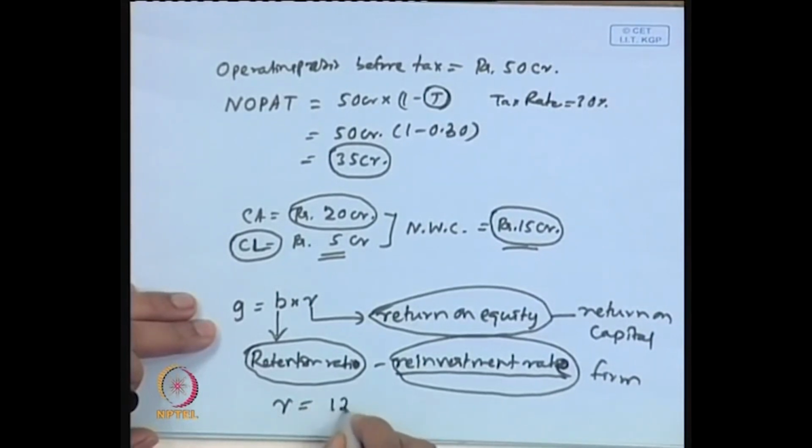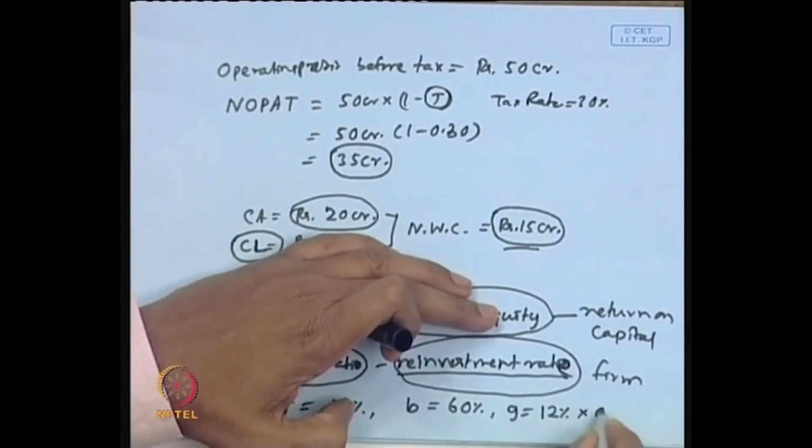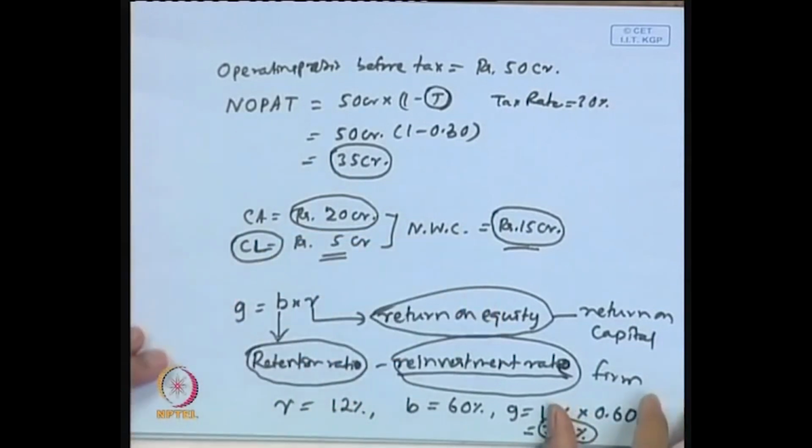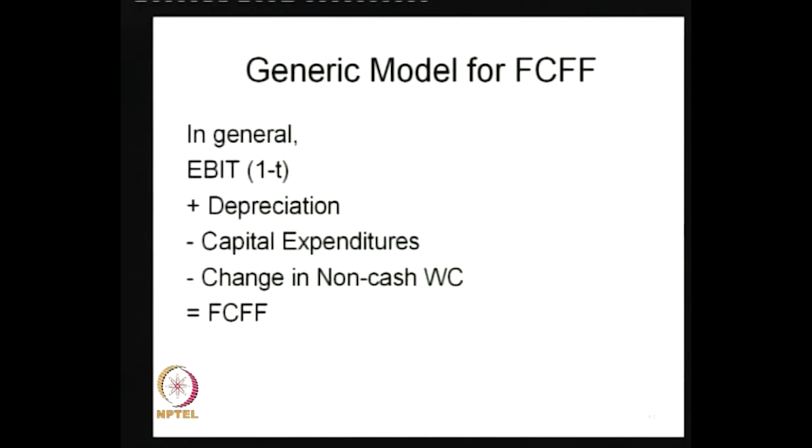So, if the return on capital, ROC, is 12% and the reinvestment rate, which is called B, is let us say 60%, the growth comes to 12% into 0.6, that comes to 7.2%. So, this is the growth which has to be used to find out the cash flow of the subsequent year, which is based on the growth upon the previous year's cash flow. So, these are certain things to estimate the cash flow.